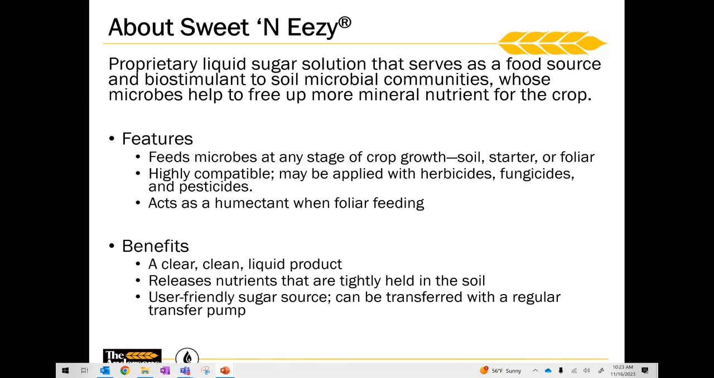So, like I said, it's a liquid sugar blend that is going to be a food source to our microbial communities. It is very great to apply in any stage of our crop growth, very compatible, whether it be starter or a foliar application, and it is very clean and easy to use.